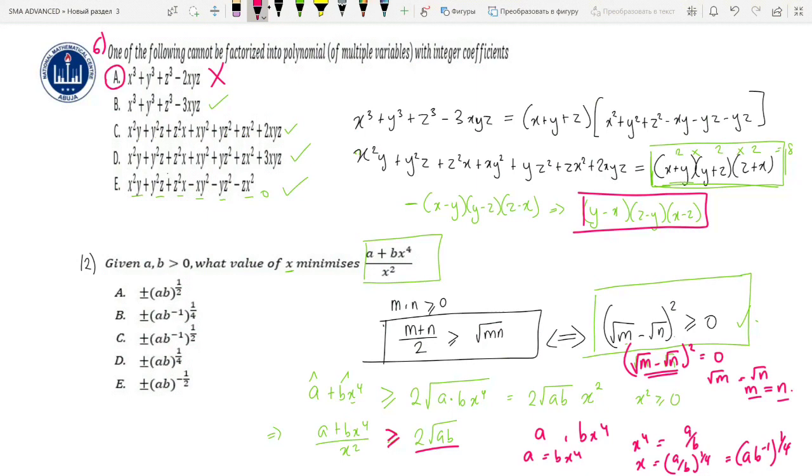Or actually plus or minus, because we're not sure if x is positive or not. I forgot about that. So x^4 is a positive number, so x can either be a positive number or a negative number. So it's actually plus or minus. So that is option B.